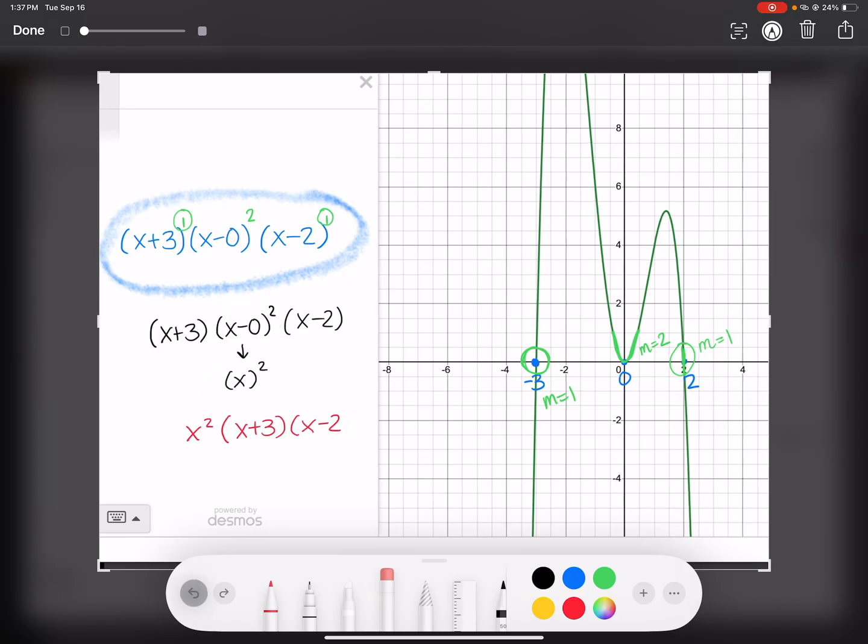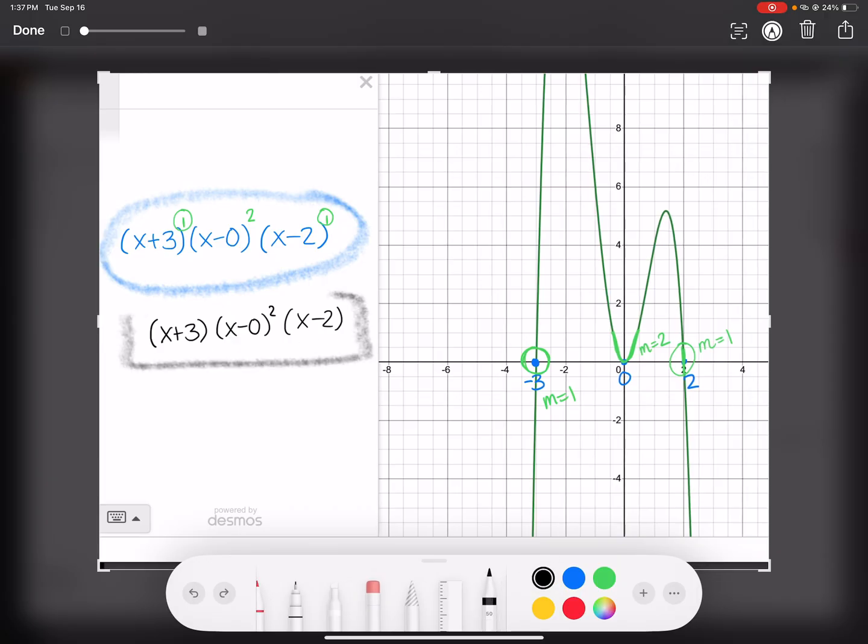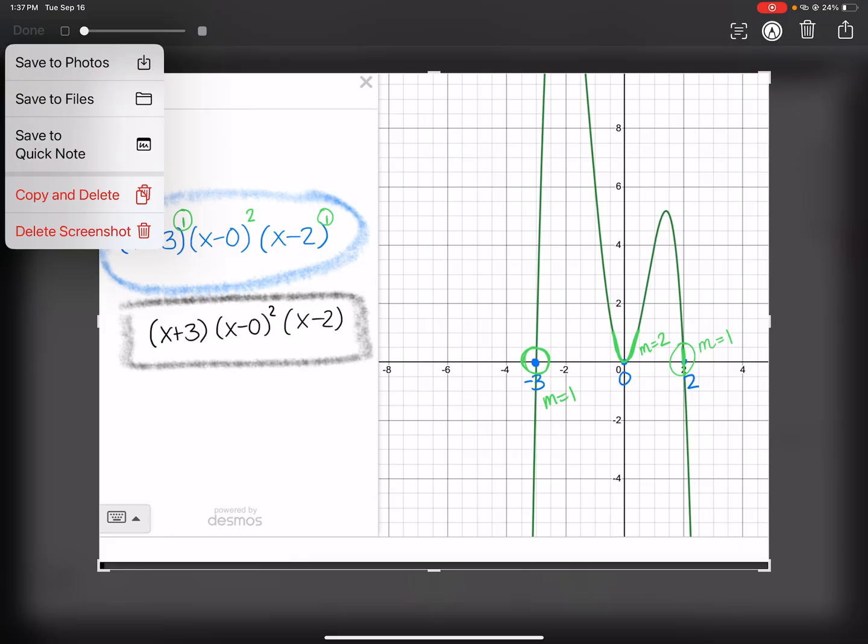You can 100% keep it as what I have right here. You can 1000% keep it like this, and that is A-okay. All right, I'm going to go ahead and take that, and I'll put that into my Desmos. Give me 1 second. Let's see, pause, delete screenshot.